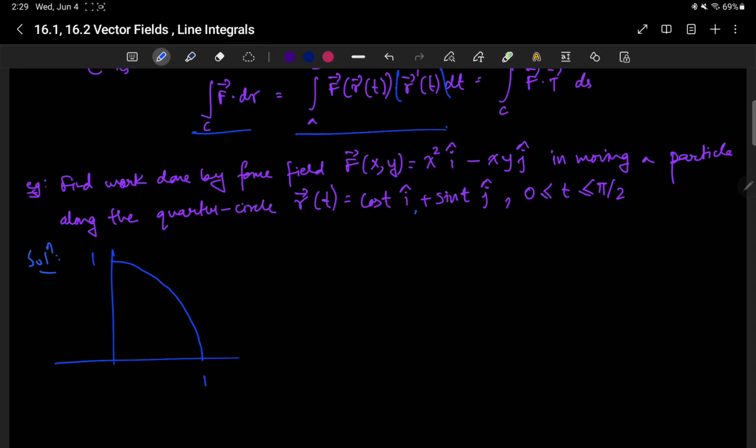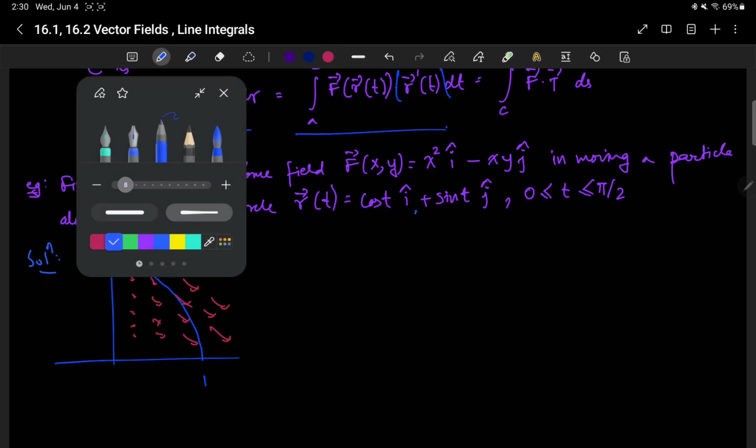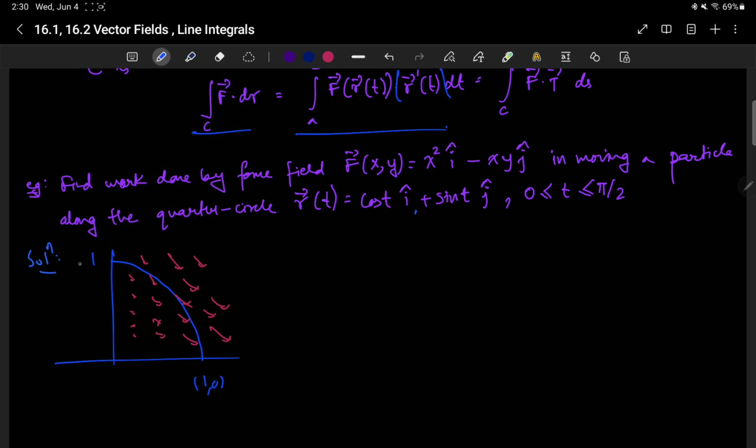And then you have this force field, right? So if you look at this force field, whenever x is 0, there is nothing. So there's nothing on the y-axis. When x is really small, it is kind of small, and as x increases, it increases in size, magnitude, sorry. And we are trying to find the work done in moving some object along this circle against this force.